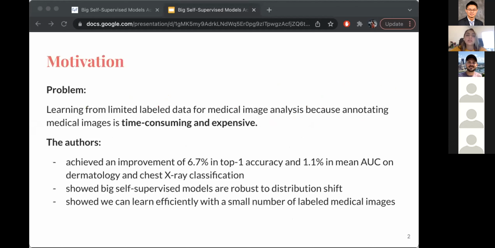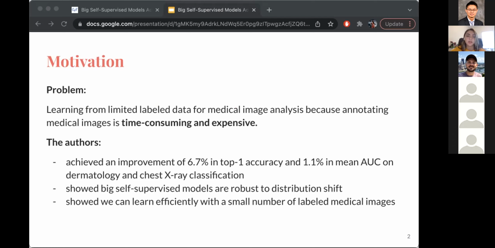So the motivation of this paper, they're mentioning the problem is that creating labels for medical imaging is too time consuming and expensive. So they're trying to come up with a way to use the unlabeled medical images.